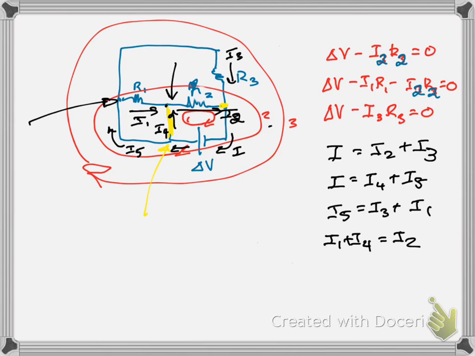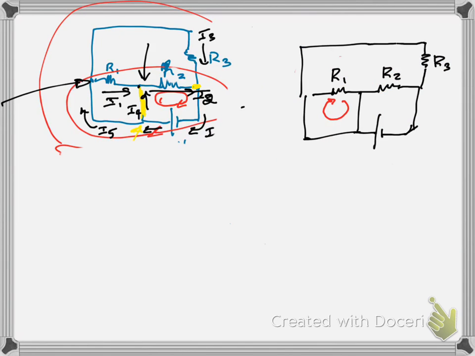That is enough information because there are 1, 2, 3, 4, 5, 6, 7 equations, and there are only 6 unknown currents. So it's solvable, and we could solve it if we wanted to. We could solve for the current everywhere. I do want to point out something in this unusual circuit.